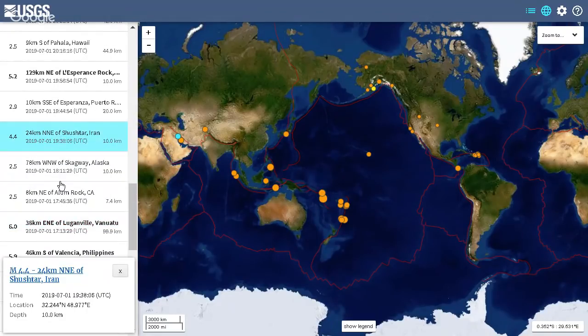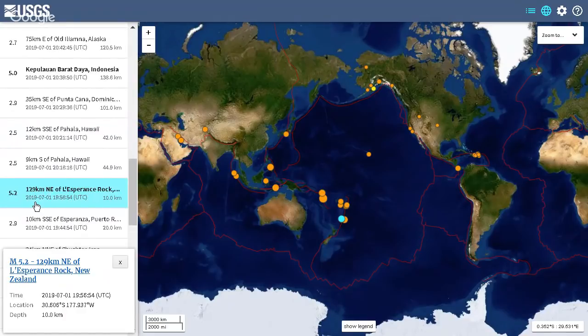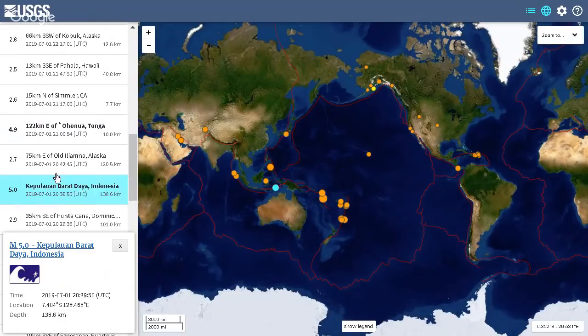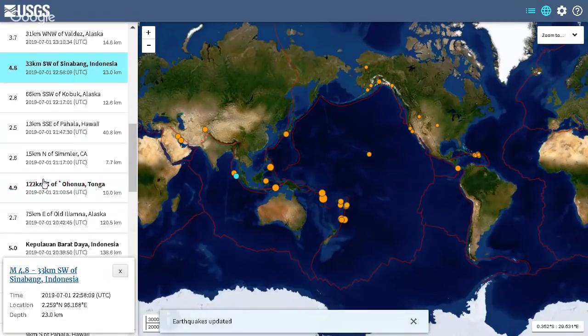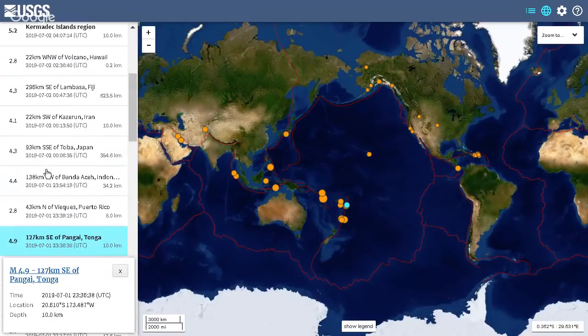Here's a 4.4 in Iran as Middle Eastern quakes continue. Here's a 5.2 in the rift zone northeast of New Zealand, where we saw 7+ magnitude quakes last week. 5.0 in Indonesia, also at depth. Another warning of larger quakes at the surface. Here's a 4.9 at Tonga. We're only doing 4s and higher magnitude, folks. Here's a 4.8 at Indonesia, 4.9 at Tonga.